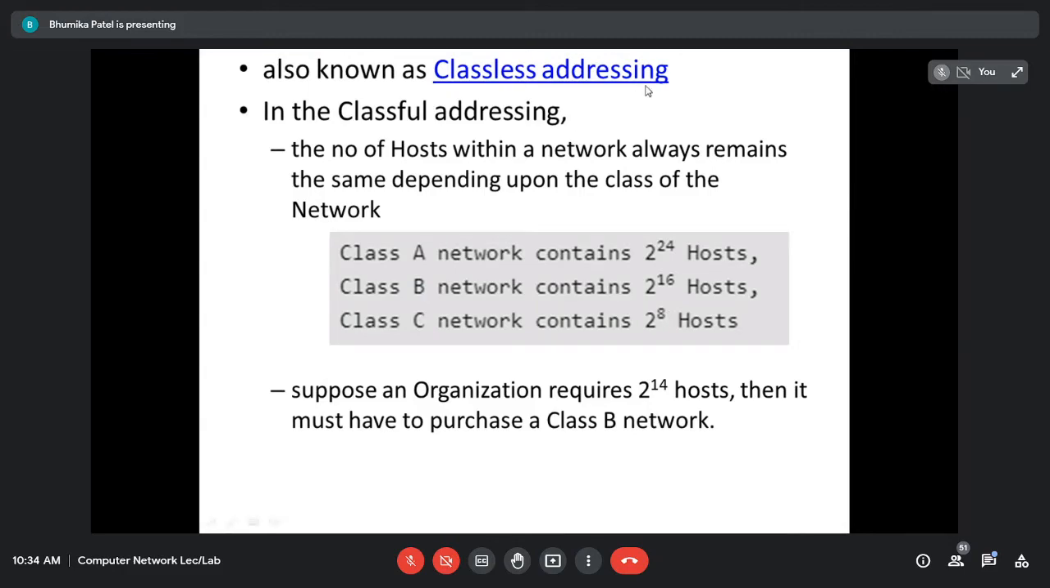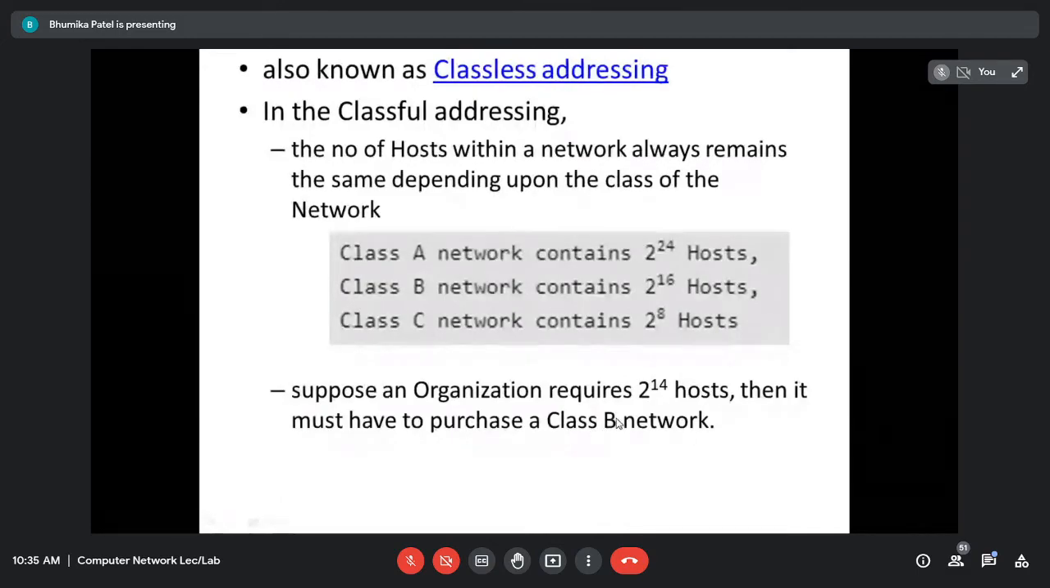Now suppose I have an organization which requires 2 raised to 14 hosts, instead of 100. That means I want this many IP addresses. Then obviously I will go for class B, because 2 raised to 14 is near to 2 raised to 16. So I must purchase the class B network.